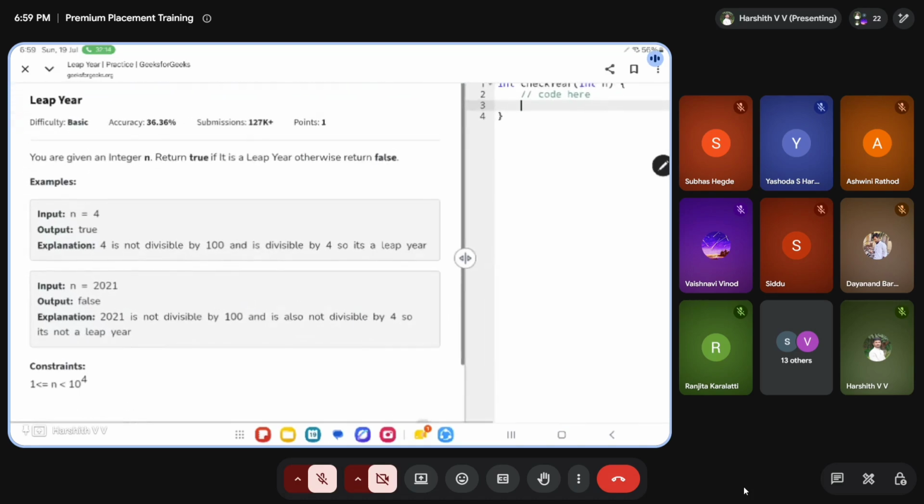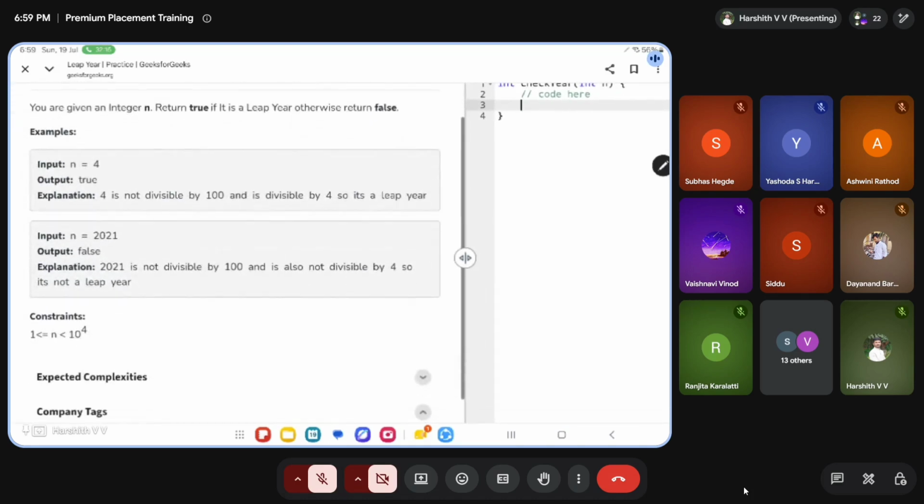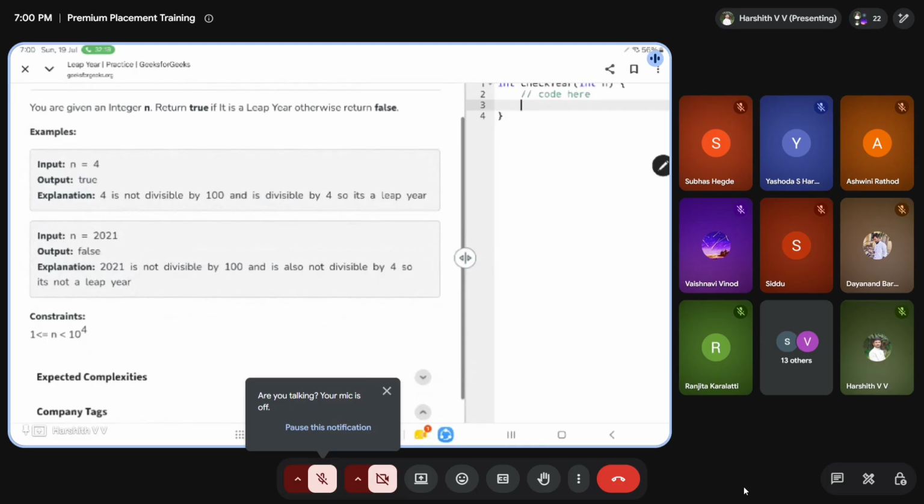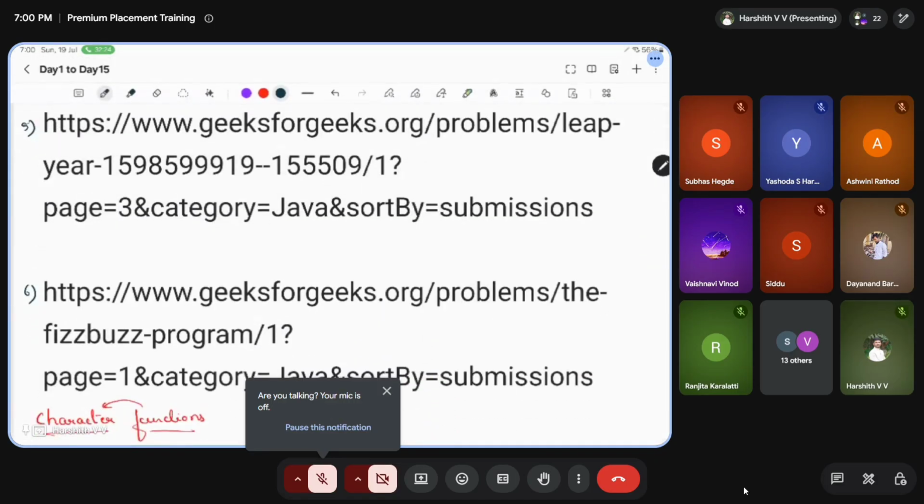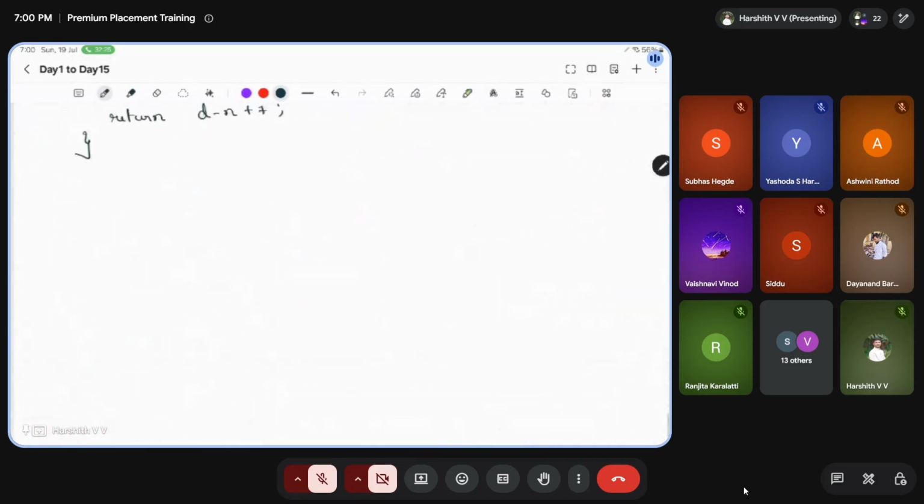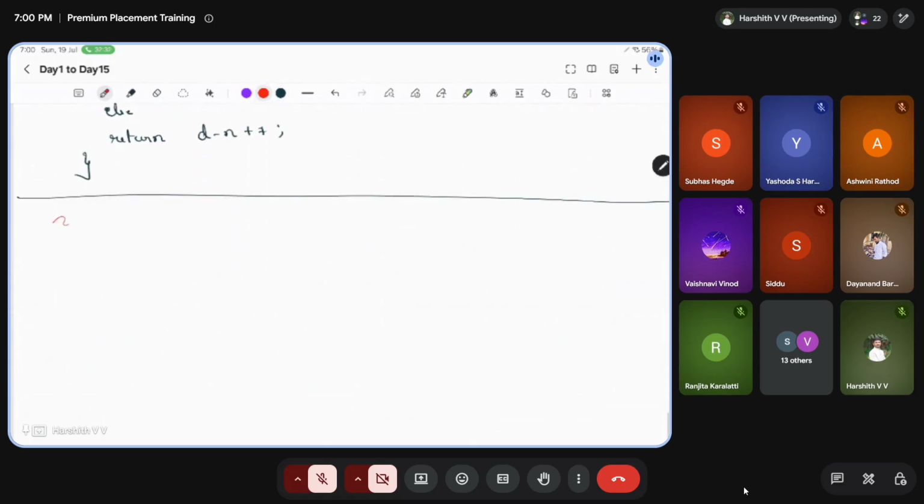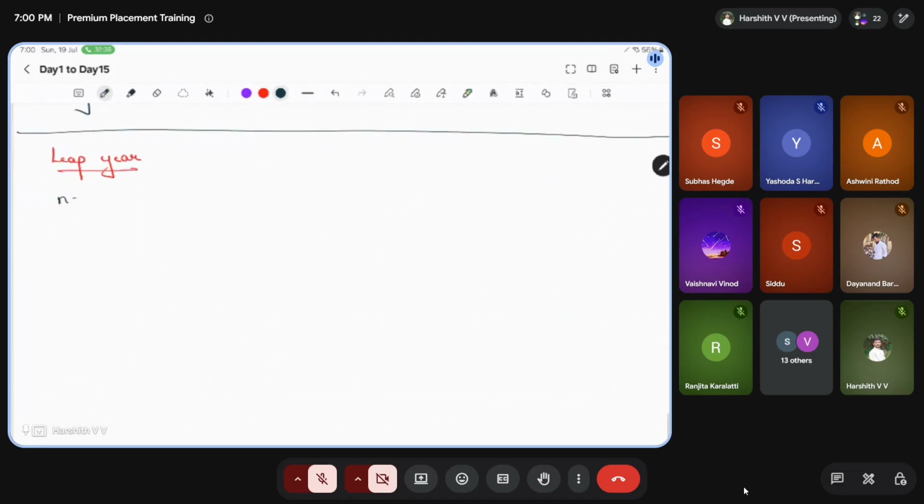Now this is the basic question which they have given. You are given an integer n, return true if it's a leap year, otherwise return false. So we need to check whether the year is a leap year or not. Very important program because many programs will come using the concept of leap year. Now tell me, n is the variable which they have given. How do you check whether the year is a leap year or not? Suppose the n value is 2026, this year, is it a leap year?